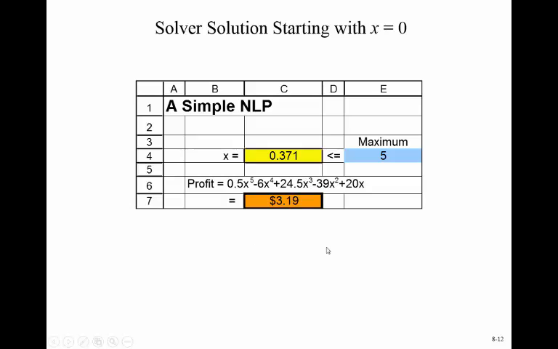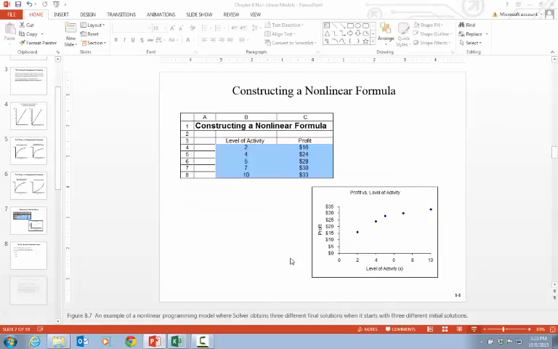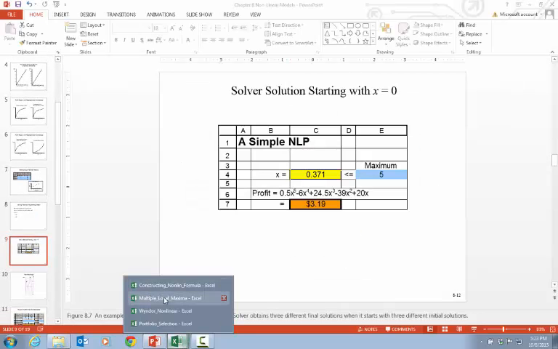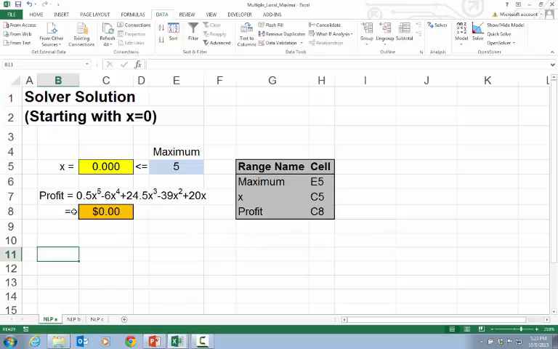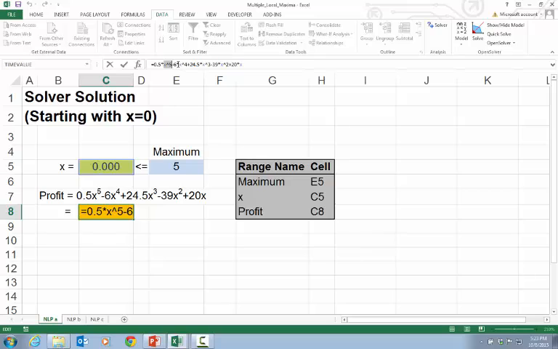We could pop it right into a little Solver model. And that's what we're going to do right here. So here we are. We've got the little model. We've got profit, which if you look up here in the formula bar is that long complicated expression. There's x to the fifth right there. There's the x to the fourth, etc. So we've got the expression for profit, and we've got our constraint that says the value of x must take on a value less than or equal to 5.